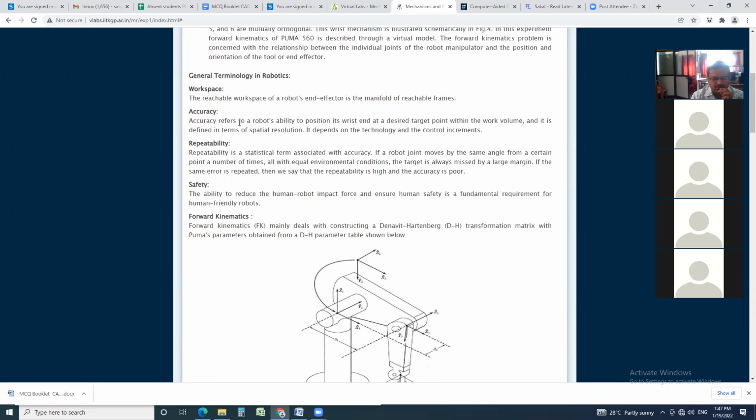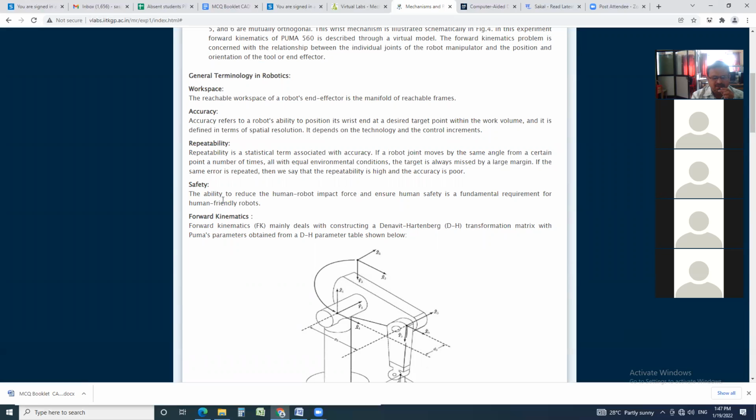Accuracy. Accuracy refers to a robot's ability to position its wrist end at a desired target point within the work volume, and it is defined in terms of spatial resolution. It depends on the technology and the control increments. Repeatability. Repeatability is a statistical term associated with accuracy. If a robot joint moves by the same angle from a certain point a number of times, all with equal environmental conditions, the target is always missed by a large margin. If the same error is repeated, then we say that the repeatability is high and the accuracy is poor.